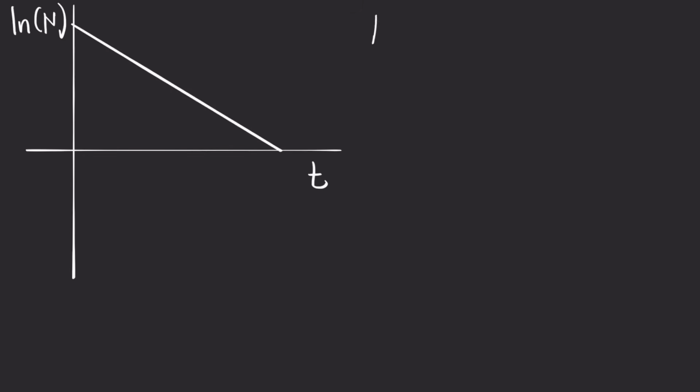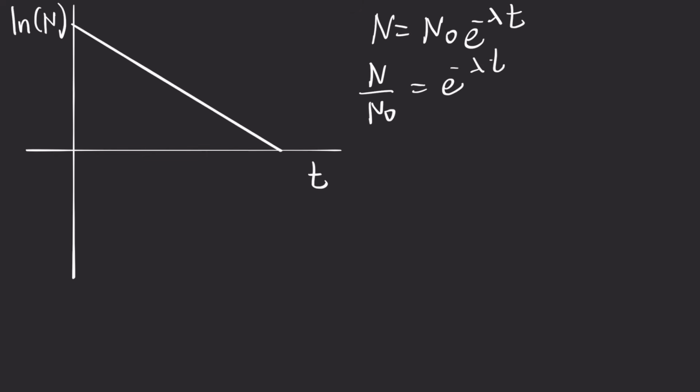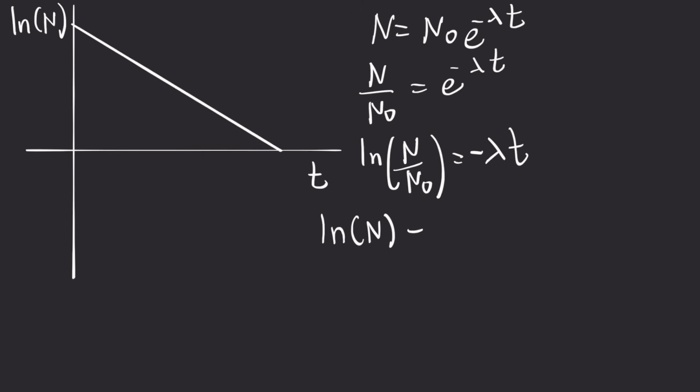Well, remember that n is equal to n naught e to the minus lambda t. Once again, we're going to just isolate the exponential. So we're going to do n over n naught is equal to e to the minus lambda t. Take the natural log of both sides. The natural log and e essentially cancel out, leaving us just minus lambda t. But now I'm just going to use the property that ln of something over something is equal to ln of n, take away ln of n naught, and this here is equal to minus lambda t.